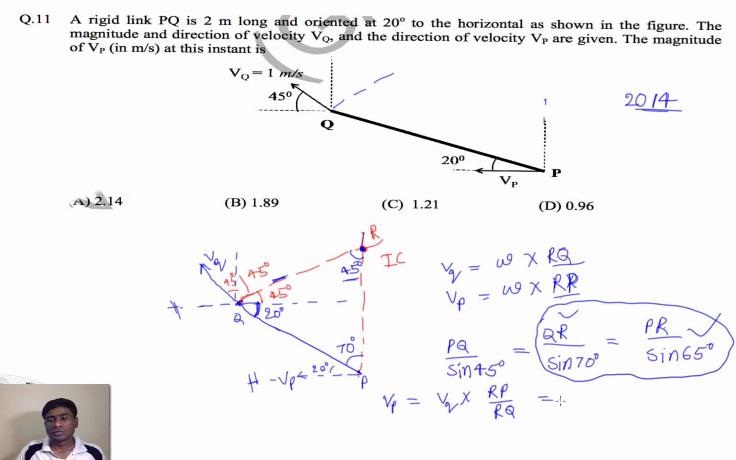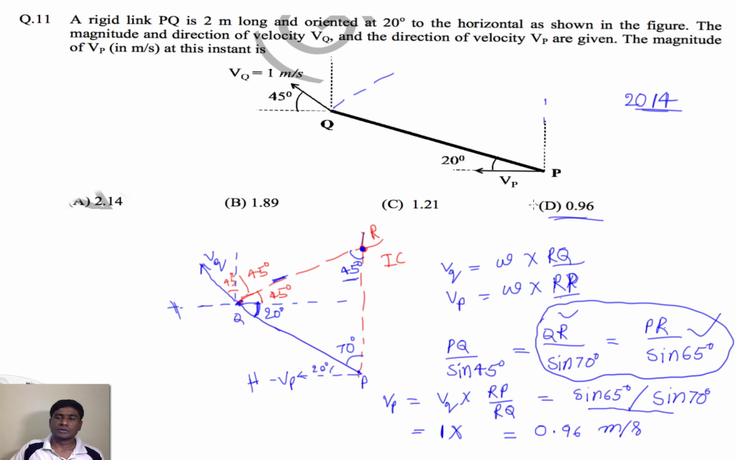If you take this star and this star, the RP by RQ is equal to sine 65 degrees by sine 70 degrees. What is the value of VQ? VQ is given as 1. So 1 into this value, if you simplify and multiply with the 1, you will get 0.96 meter per second. That is the velocity of P. So this is the answer D.